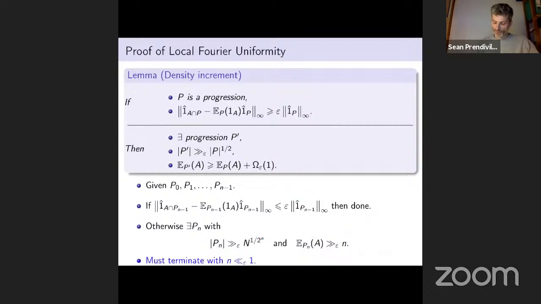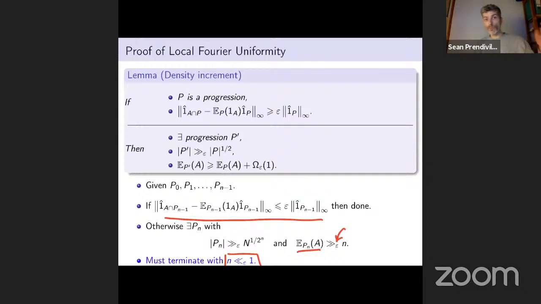So why that's important is a density is bounded by 1. So this can't continue to grow. It has to terminate at a number of iterations, which is some function of epsilon, because there's some implicit constant here depending on epsilon. And if n is bigger than 1 over that implicit constant, then we've got a density exceeding 1. So this procedure definitely terminates at some point, yielding this local Fourier uniformity and thereby giving us the local Fourier uniformity lemma.